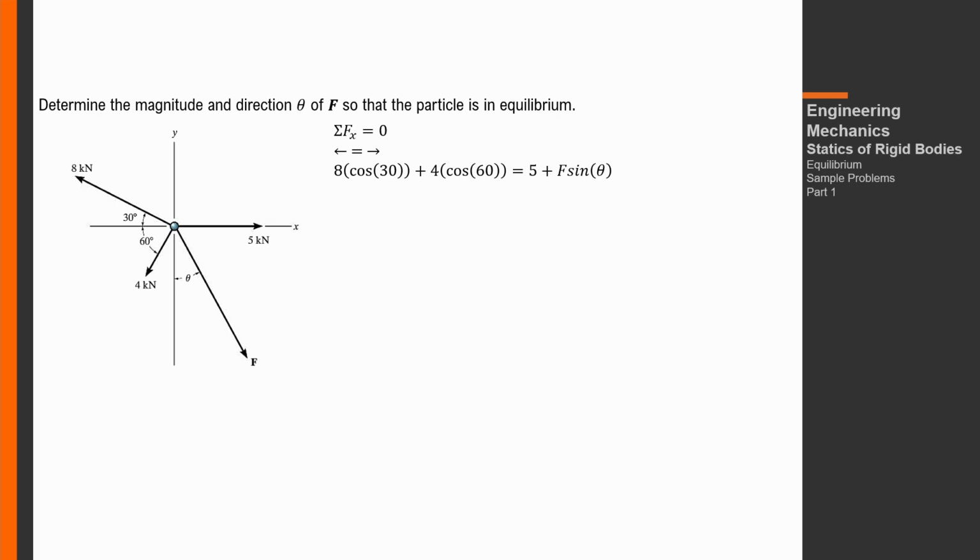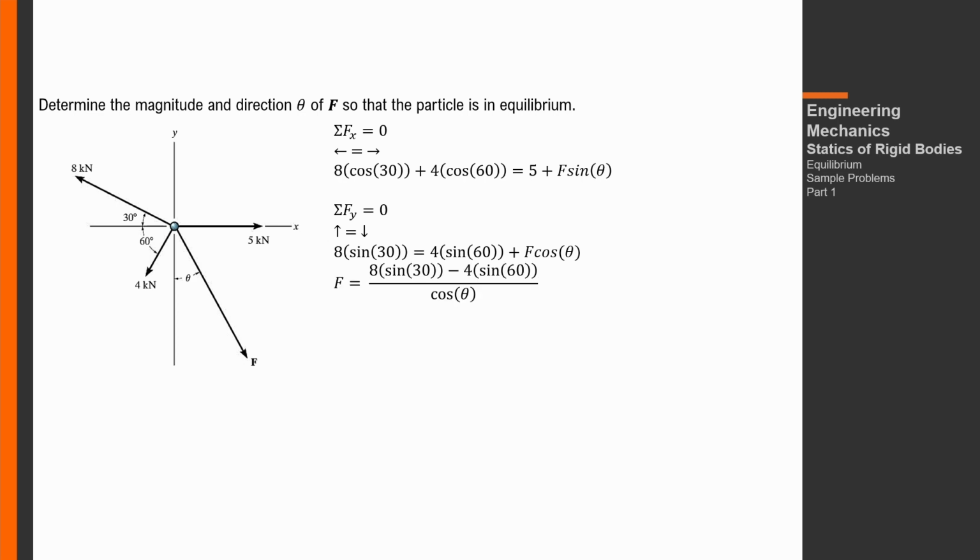Or yung horizontal component ng force F. Sa vertical naman or yung sa along the y-axis, so y component, so upward equal sa downward forces. So yung upward ay 8 sine 30 lang. Tapos yung downward, so yung 4 sine 60, tsaka yung vertical component naman ng force F na F cosine theta. Yung 5 kilonewton force, wala yung vertical component dahil along the x-axis na siya. So, meron tayong dalawang equation at dalawang unknowns, so pwede na nating isolve.